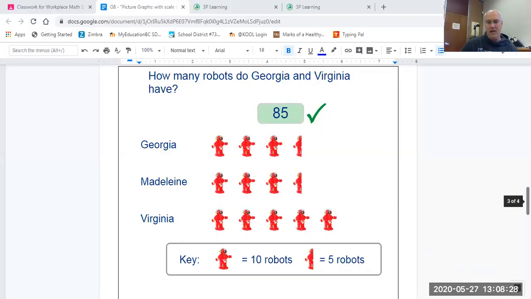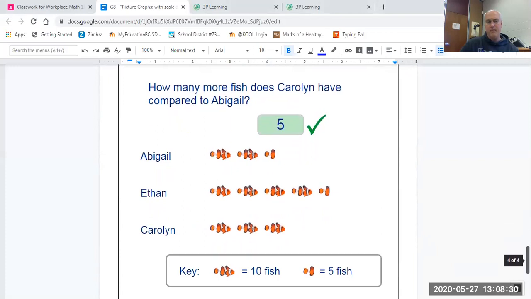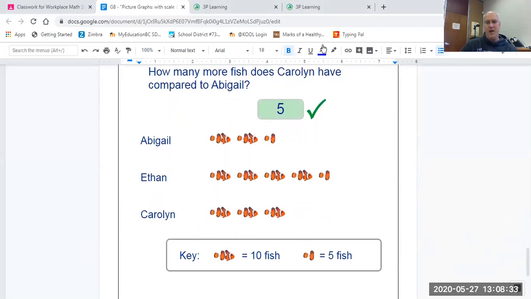Now let's take a look at a slightly different question, very similar though. It says here, how many more fish does Carolyn have compared to Abigail? This time we're asking how many more fish. Basically, Carolyn has more fish than Abigail, but how many more? What we have to do first is figure out how much each has. The legend tells us that a full fish is 10, half fish is 5. So Abigail has 10, 20, and then 5, so she has 25 fish. Whereas Carolyn has 10, 20, and then another full one, so 30 fish.